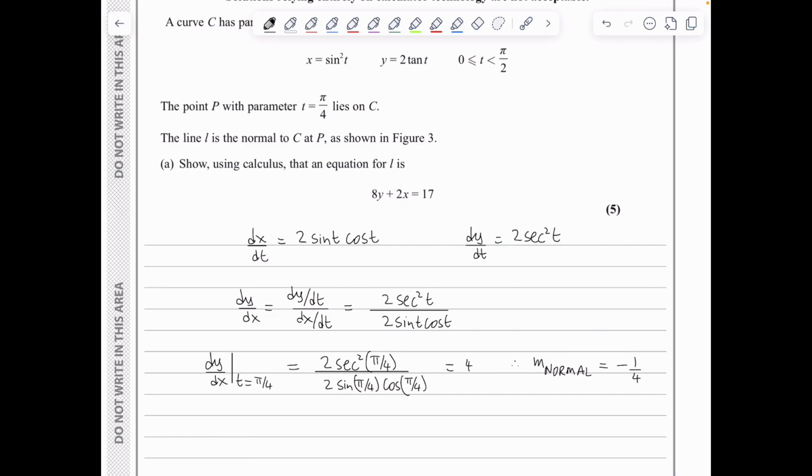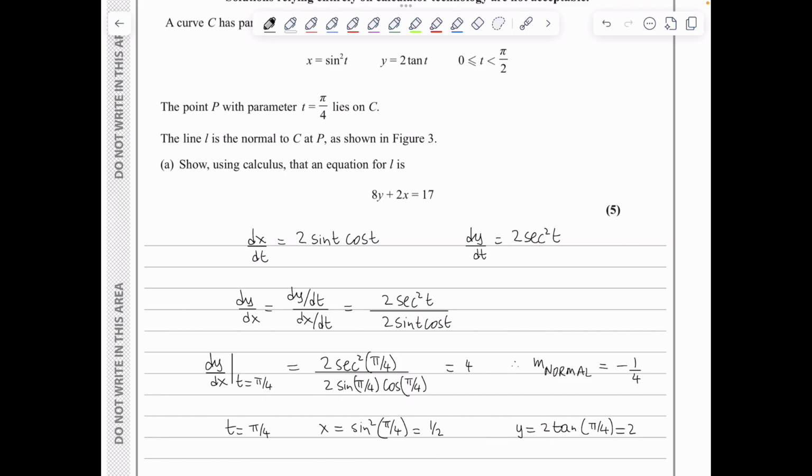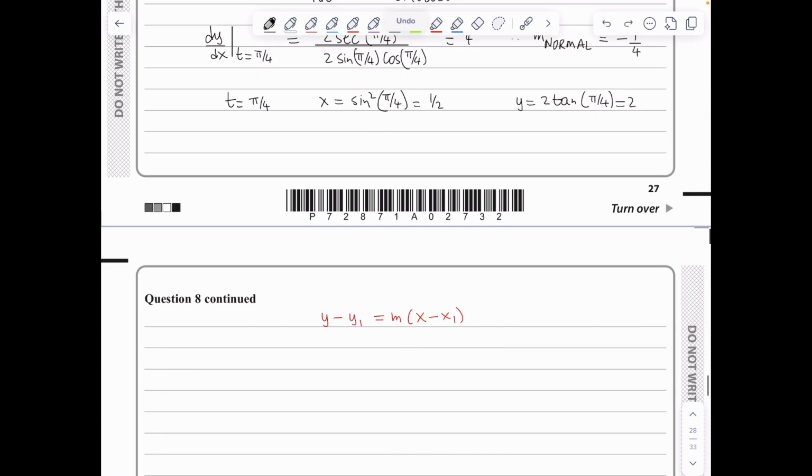I also need to find the x and the y coordinates, so when t is pi over 4, then x is equal to sine squared of pi over 4, which gives me an answer of a half, while y is 2 tan of pi over 4, which gives an answer of 2. Now that we've got the x, the y coordinate, and the gradient of the normal, we can proceed with y minus y1 is m times x minus x1. So we're looking at y minus 2 is equal to minus a quarter times x minus a half.